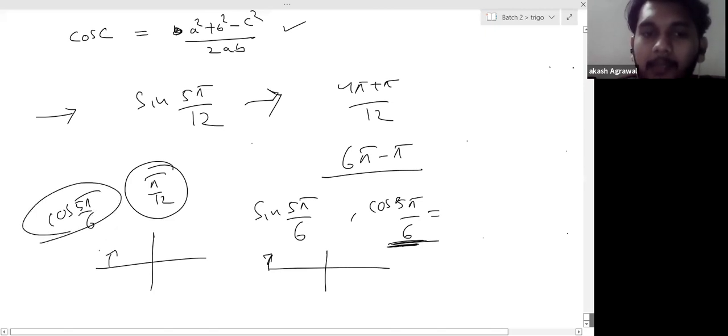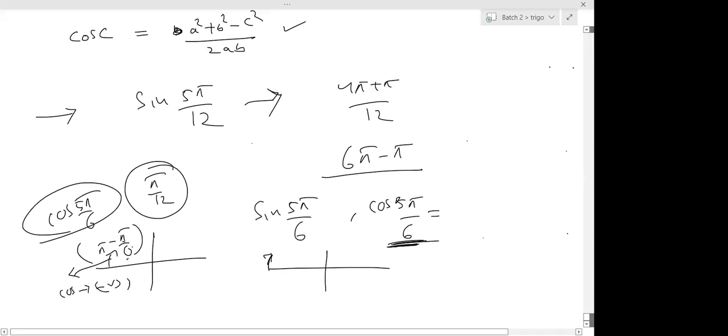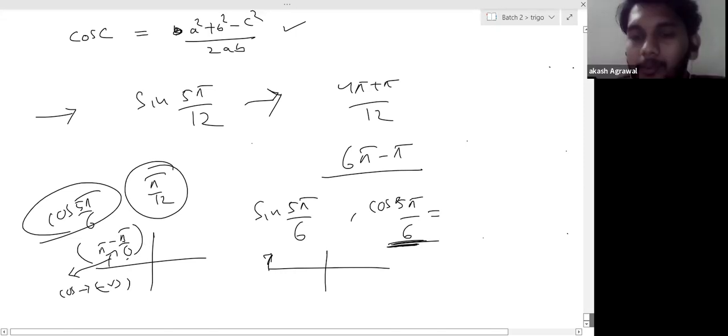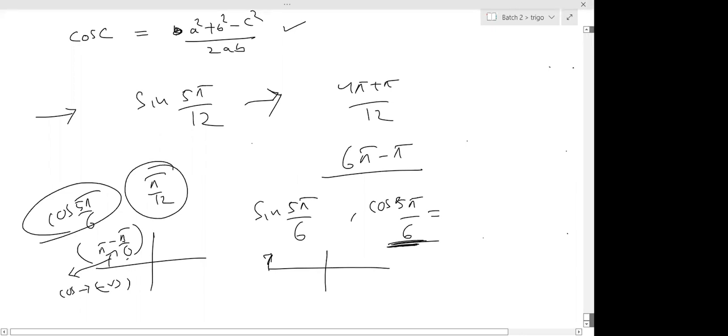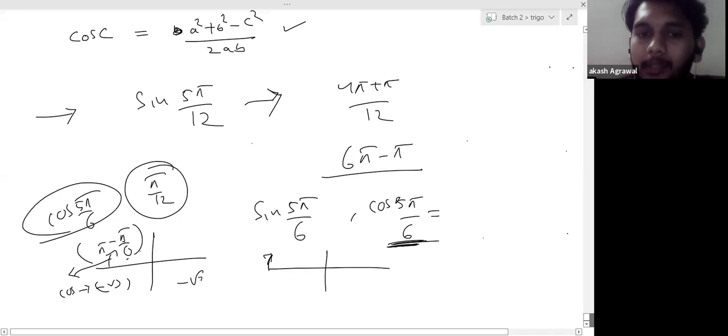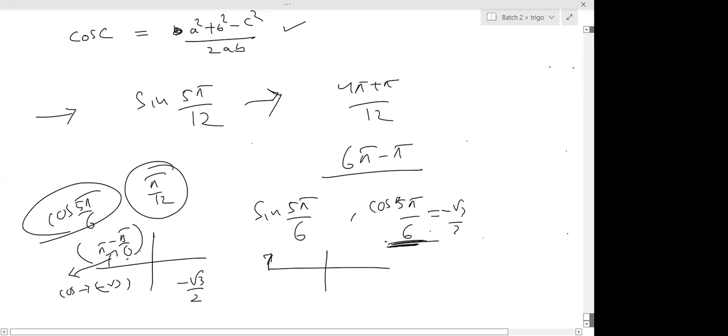See, this is pi minus pi by 6, right? In the second quadrant, cos is negative. Yes, sir. And cos pi by 6 is cos 30 degrees. So what is the value? Cos 30 degree, sir, root 3 by 2. So in the second quadrant, this will be minus root 3 by 2, right? So cos 5 pi by 6 is minus root 3 by 2. This you should take only a few seconds to calculate.